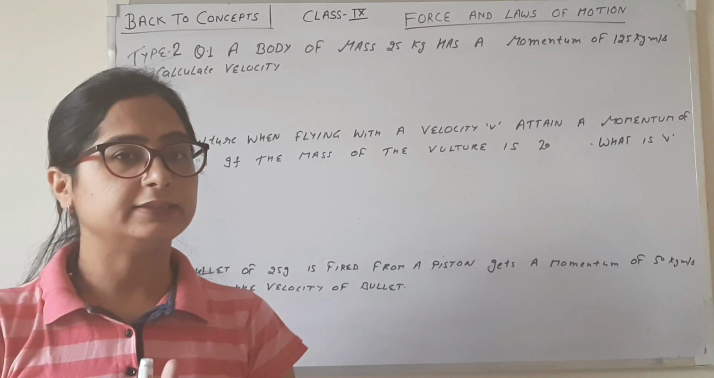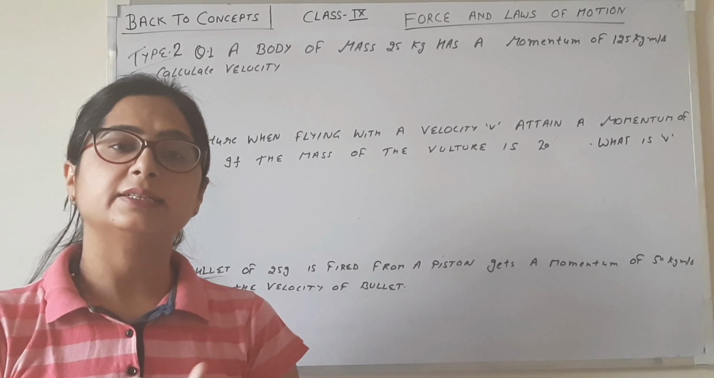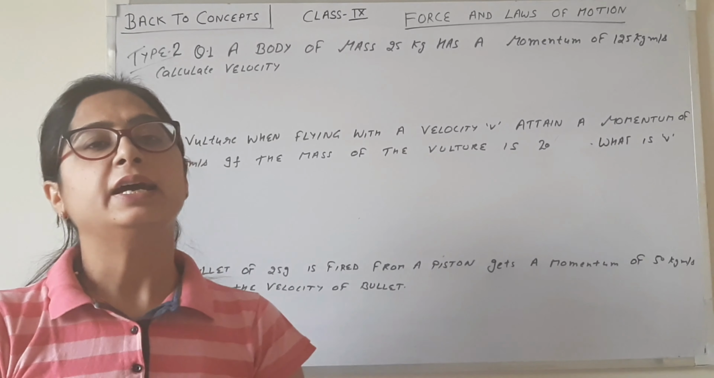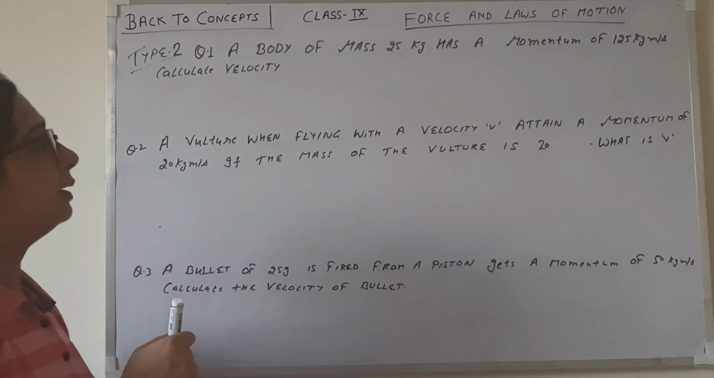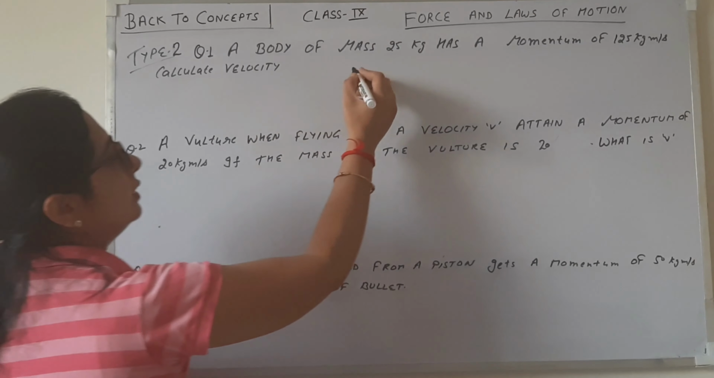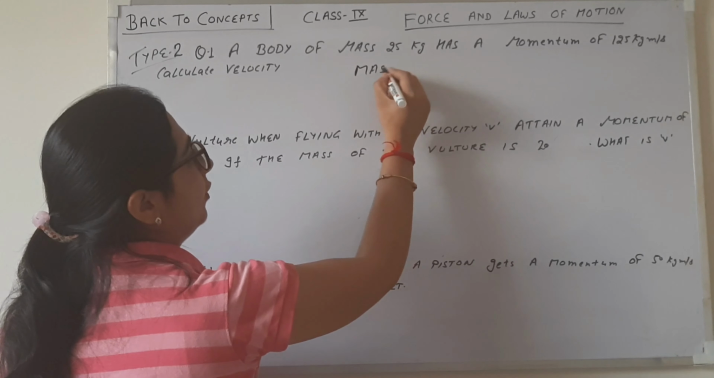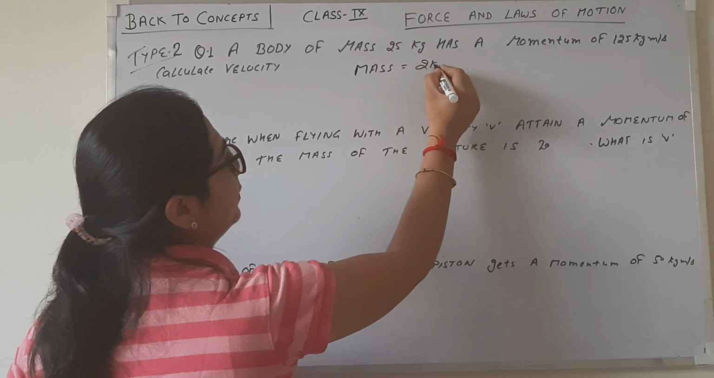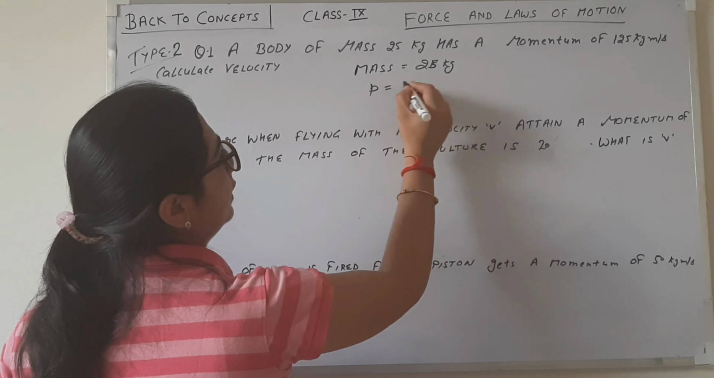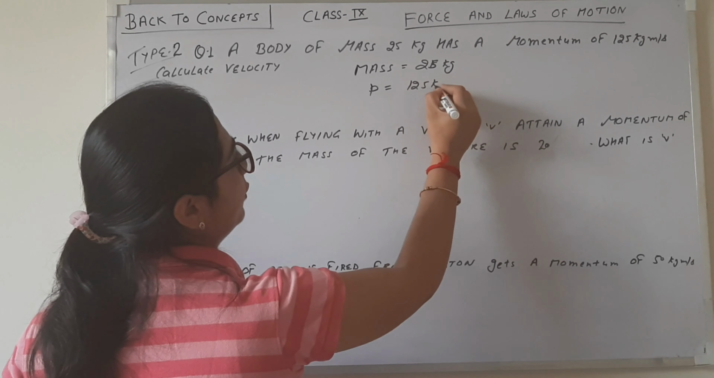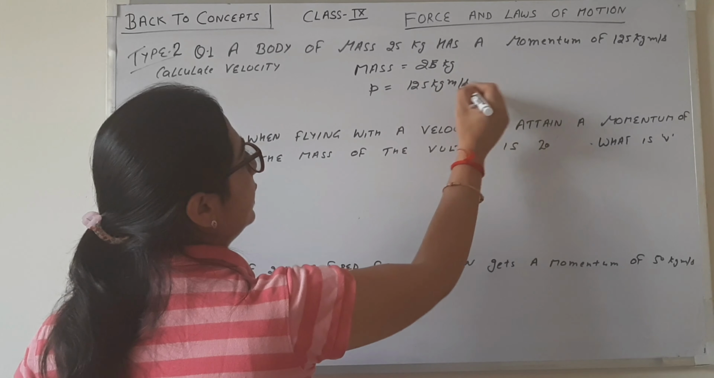Now let's discuss the second type, in which mass and momentum are given and you have to find the velocity of a body. Let's discuss one by one. A body of mass 25 kg has a momentum that is equal to 125 kilogram meter per second.